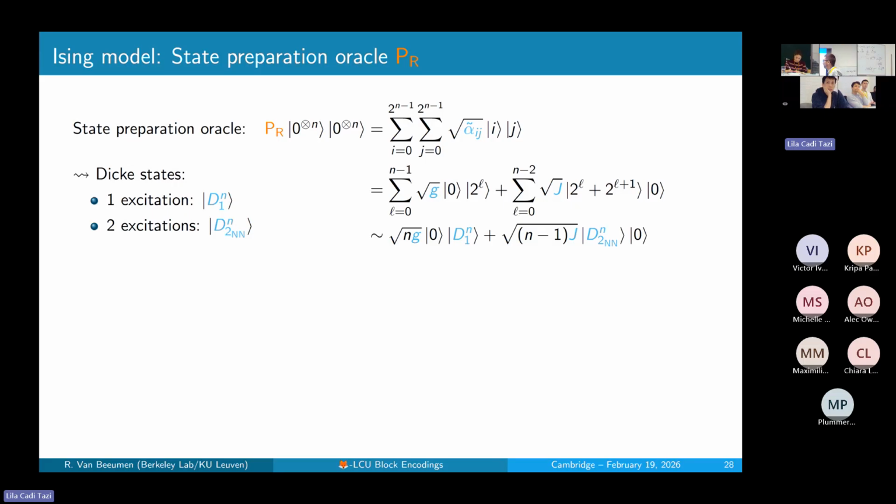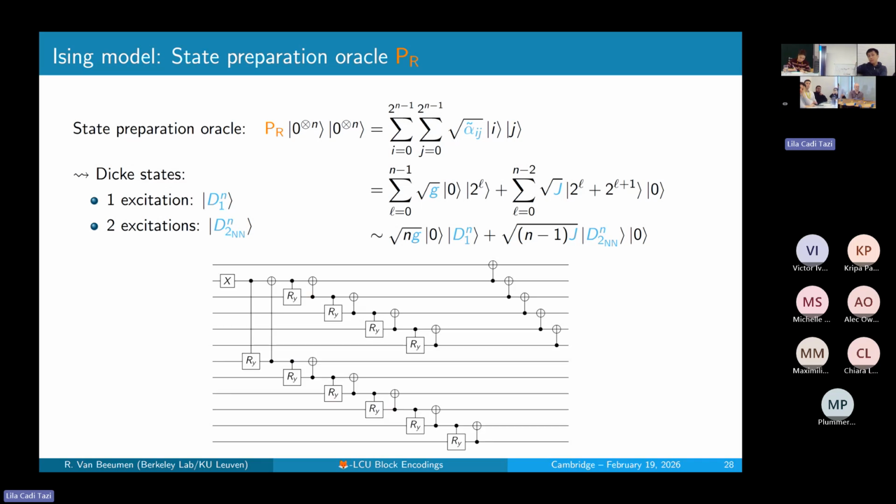I know these are complicated formulas, but the top one is just the definition. Then we fill the terms in, and of course on the top row we have 2^(2n) terms, but only a linear number of them are non-zero. If we exploit that, then we can come up with a superposition of Dicke-states with one excitation and a Dicke-state with two excitations and nearest neighbor connectivity.